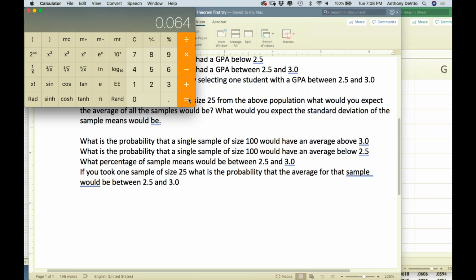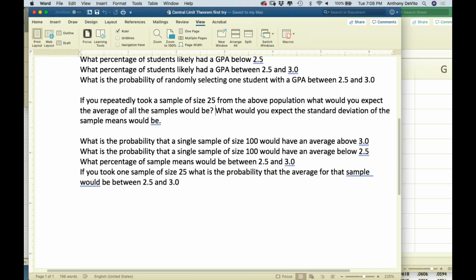Now, it's getting confusing, right? Talking about standard deviation of the sample means and standard deviation of the population, right? So we're going to give this standard deviation for the sample means a new name. We're going to call it the standard error, okay? So the standard error is 0.064. Standard error is just a standard deviation for these sample means. Okay, so let's take a look at how we're going to apply this.